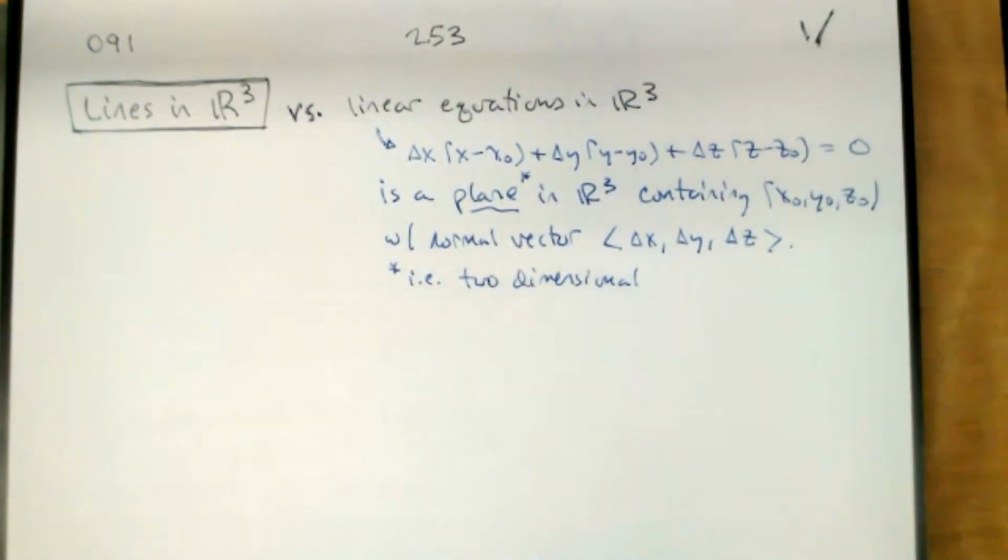So the plane is two-dimensional. Two-dimensional plane in R3 containing this point and a normal vector. But what we want is to describe a one-dimensional line in R3. That's what we want to do.